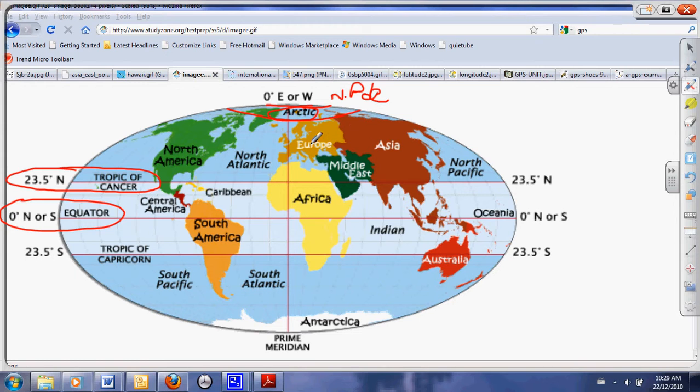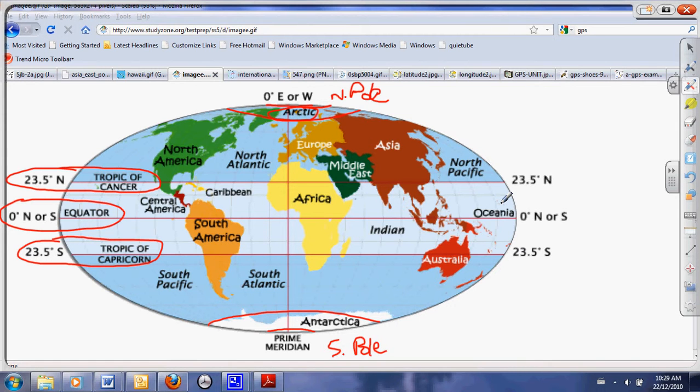Now, if I work my way south, we have 23.5 degrees south, which is Tropic of Capricorn. 66.5 degrees south is the Antarctic Circle. And then at the very, very bottom is 90 degrees south, and that is the South Pole. And those are my major lines of latitude.